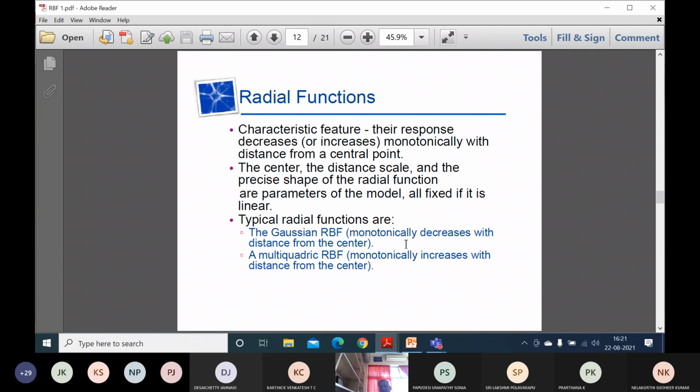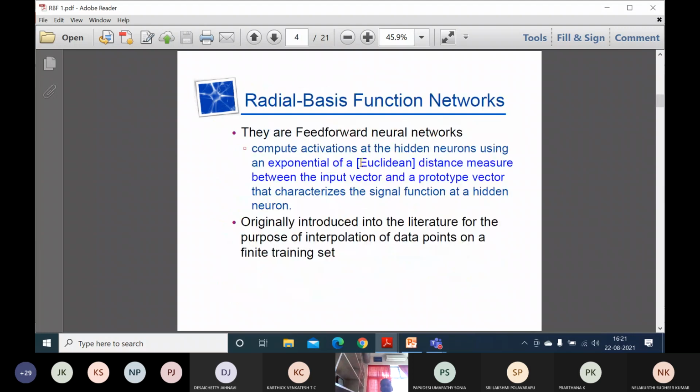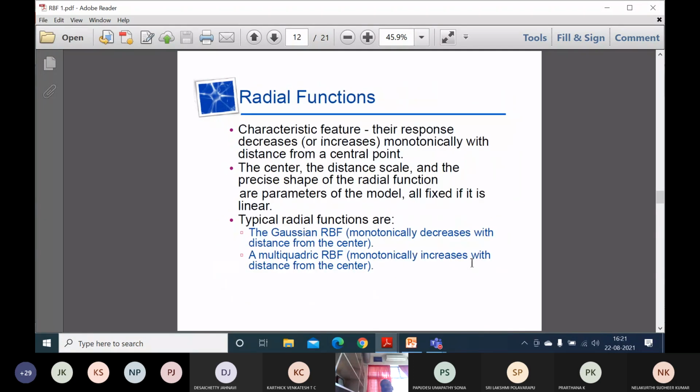So radial basis function. The characteristic feature is that the response decreases or increases monotonically with the distance from the central point. Why are they saying the distance from the central point? Because we are trying to find the exponential of the equivalent distance in the hidden neurons. So for that purpose, it should monotonically increase or decrease with the distance from the central point. The center is nothing but the distance scale.